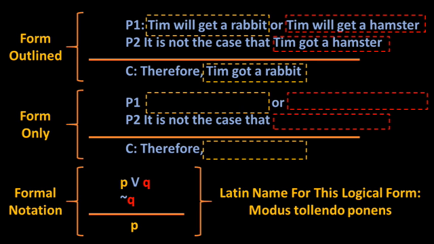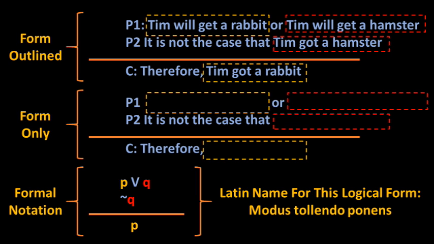Look at the form-only version of the argument. The different boxes stand for different propositions. Note that the same proposition must always go into the same colored box. What you see outside the boxes, namely the phrases "or" and "it is not the case that," are so-called logical constants. It is the study of their behavior that is the proper task of a logical theory.